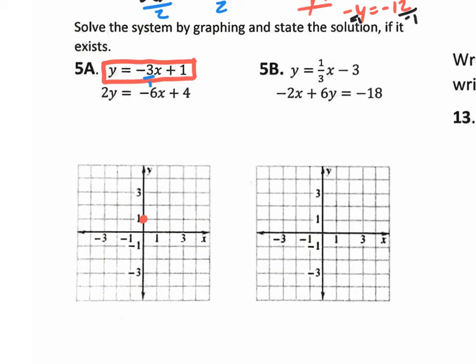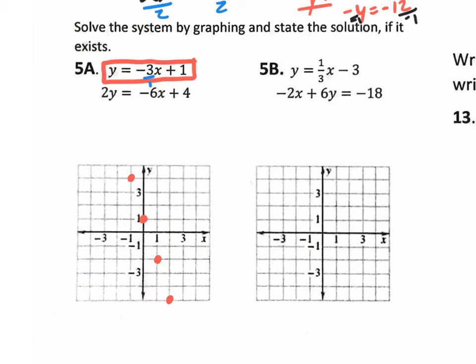So from this point, since it's negative, am I going up 3 or down 3? Down 3. If it's negative, it goes down. So 1, 2, 3. And then over 1, you put a dot right here. You always go over to the right. You always run to the right. So we're going to put a dot right there. I went down 3 over 1. Let me go down 3 again and over 1. And I could go backwards to extend the line in the opposite direction.